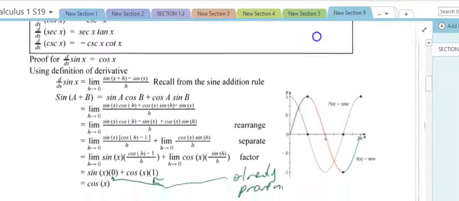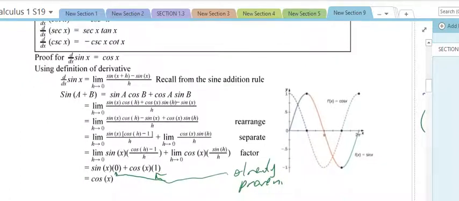Let's look at a quick proof for the derivative of the sine of x. We are given that the derivative of sine of x is equal to cosine of x. So how can we try to prove that? If we remember from the addition rule, the sine of a plus b was equal to sine a cos b plus cos a sine b, if you remember that rule.